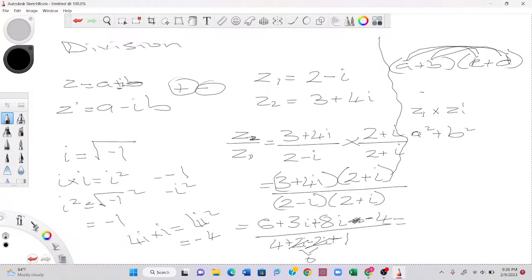So simplifying the numerator, 6 minus 4 gives you 2, plus 8 plus 3 gives you 11i, all over 4 plus 1, which is 5. Or you can simplify it further: 2 over 5 plus 11 over 5 i. Now with division, we learned about multiplication, because without multiplication we wouldn't be able to do this part.